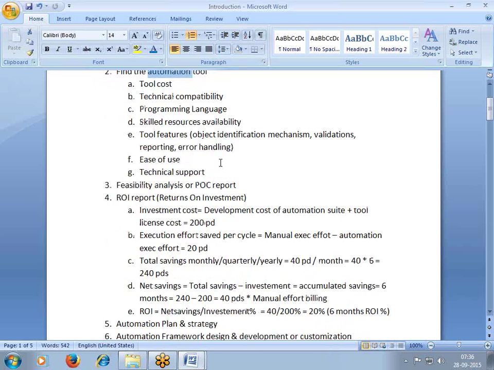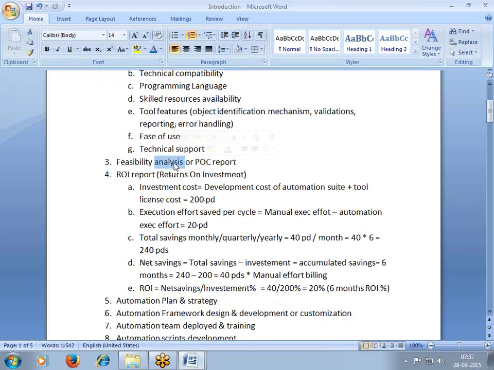Once the automation tool is decided, the third step in the test automation process is the feasibility analysis. That means, can we automate this project or not? To understand the challenges and difficulties in automating this project using this automation tool, we have to check the technical feasibility. Again, the automation lead or some senior automation engineers will do this.